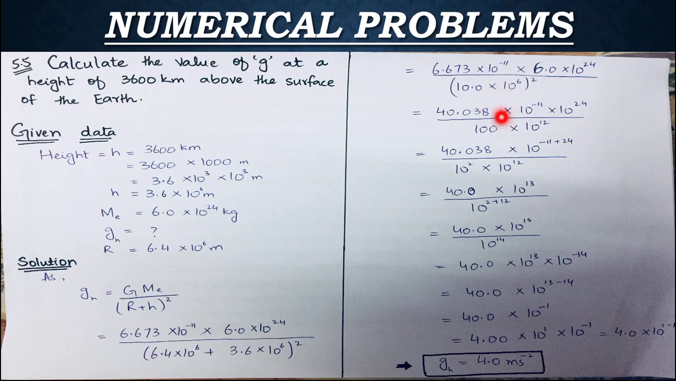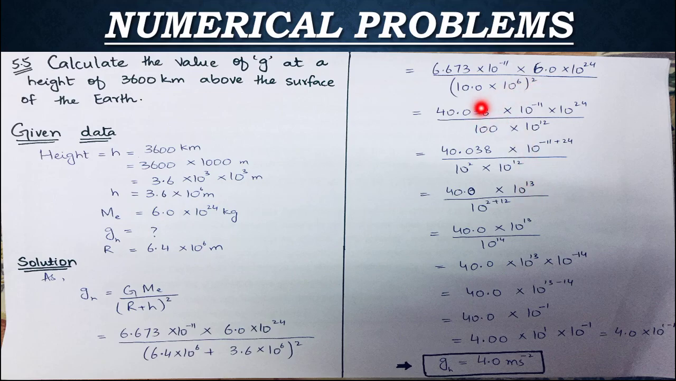Now, as here I am multiplying this, so 6.673 multiplied by 6.0 will be equal to 40.038, and 10 raised to the power minus 11 multiplying by 10 raised to the power 24. Because I am multiplying here, both have the same bases, so I'll write the base once and add the powers: minus 11 plus 24. It will be plus 13.